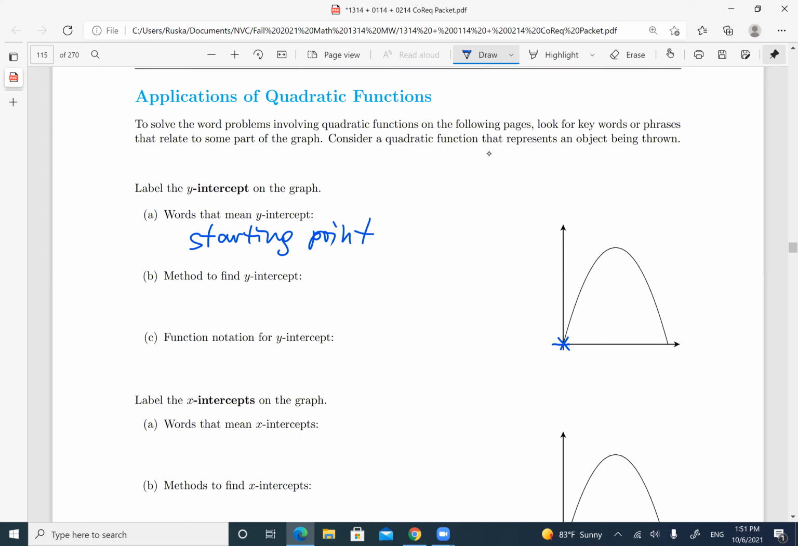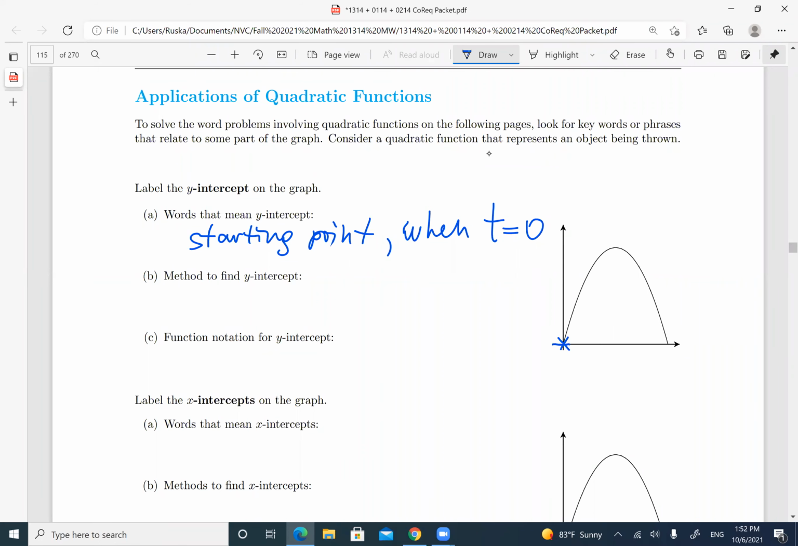It could be thrown from the ground. It could be thrown from a different height, right? So that's the starting point. And also the y-intercept is when the time is 0. So keep that in mind: the starting point of the object and when the time is 0. Okay?